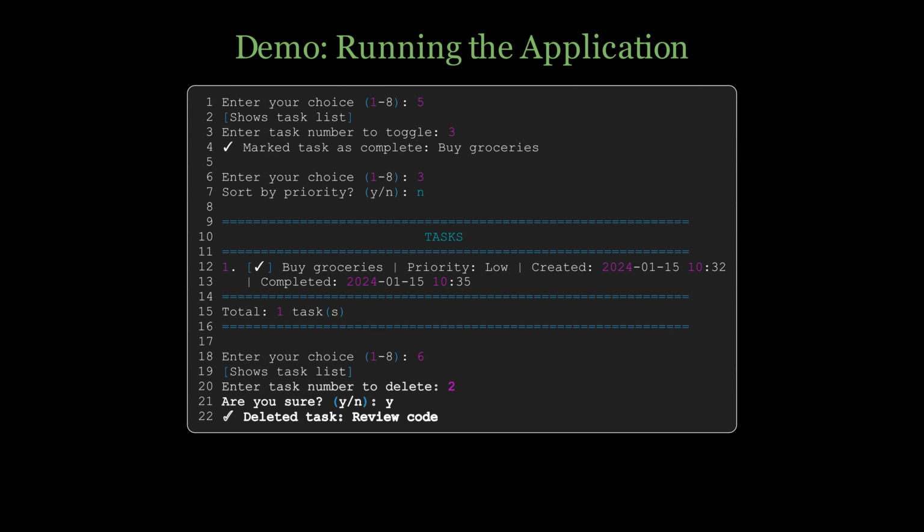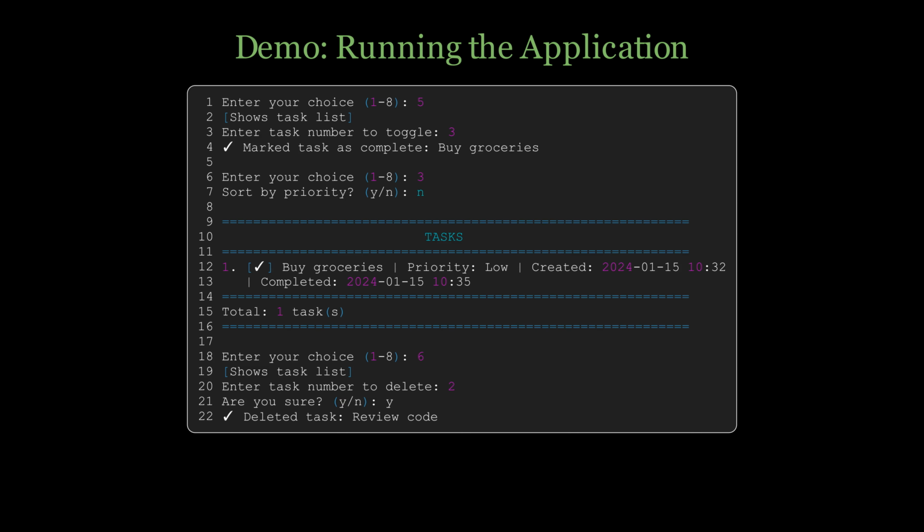Now let's complete a task and delete another. This demonstrates the task lifecycle, from creation to completion to deletion. We choose option 5 to toggle task status. After seeing the list, we enter task number 3 for buy groceries. The system confirms it's now complete with a check mark.